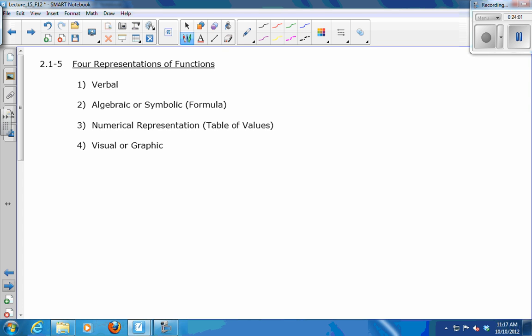So 4 ways to represent a function. Verbally, I can say to you in words what this particular function machine does. The last one I said it squared it. It takes things and it squares them and adds 3 times it. I could give you an algebraic or symbolic formula for what it does. So in the last one we said f of x equals x squared plus 3x. That was a formula.